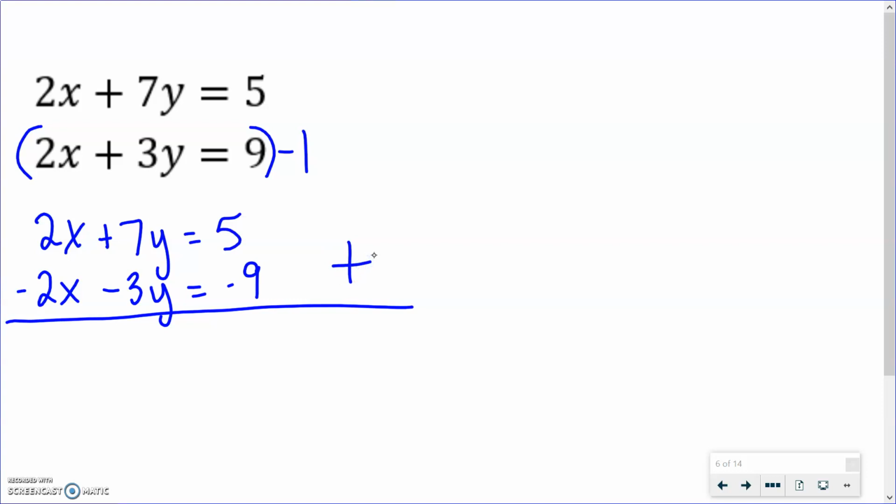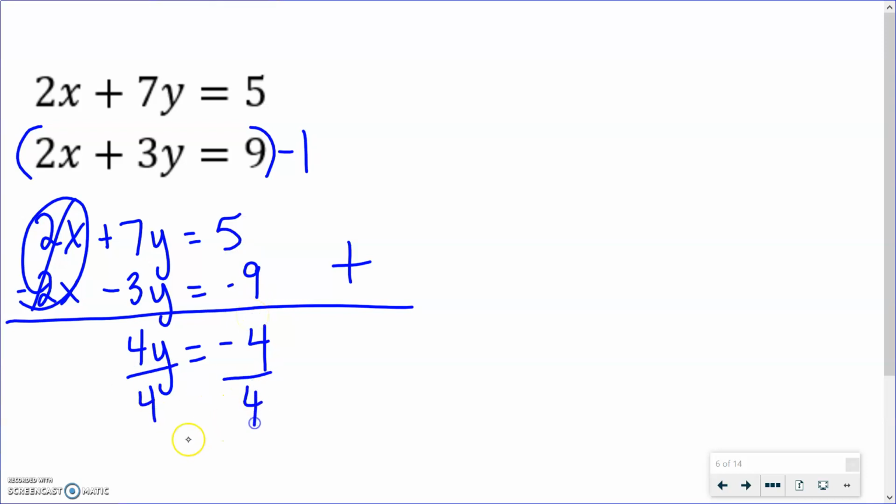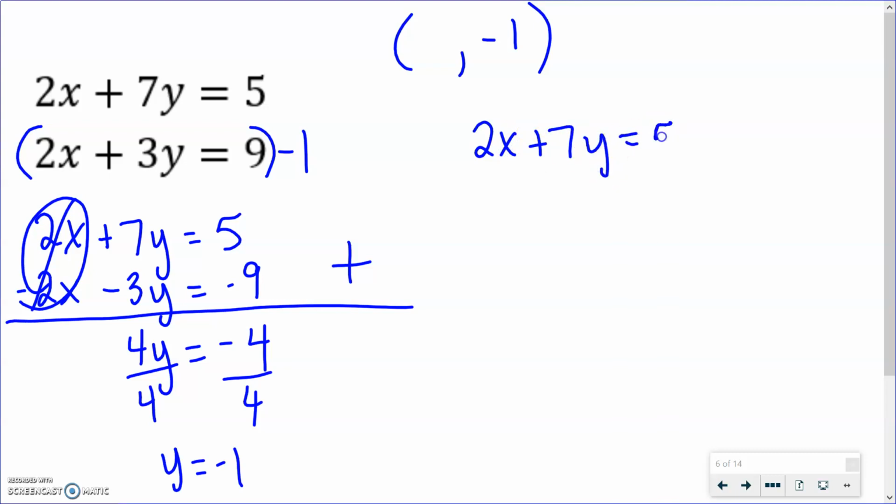Now I have 2x plus -2x, and that does eliminate, and that's what I want. 7y plus 3y is 4y, and then we have 5 plus -9, which is -4. Now I can divide both sides by 4 and get that y is equal to -1. Okay, so our y coordinate is going to be -1. I can plug it back in. I'm just going to use the top equation, and I'm going to plug in -1 where there's a y.